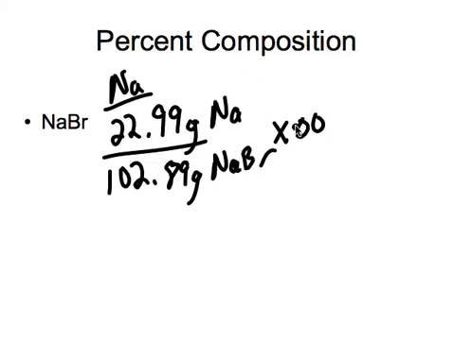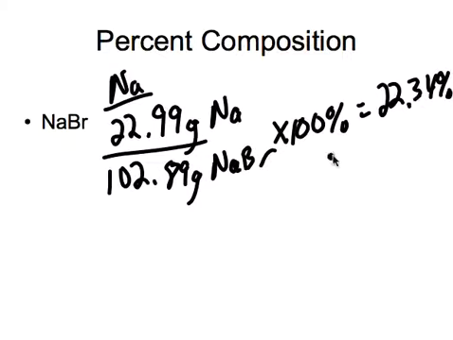So in this case, the part is the sodium, the whole is the compound with sodium in it. It's all of it. So if I do this, I'm going to get 22.34%. 4 sig figs on top.